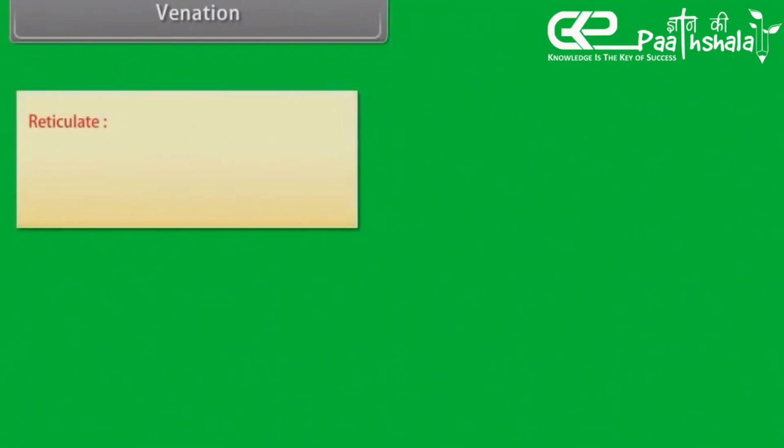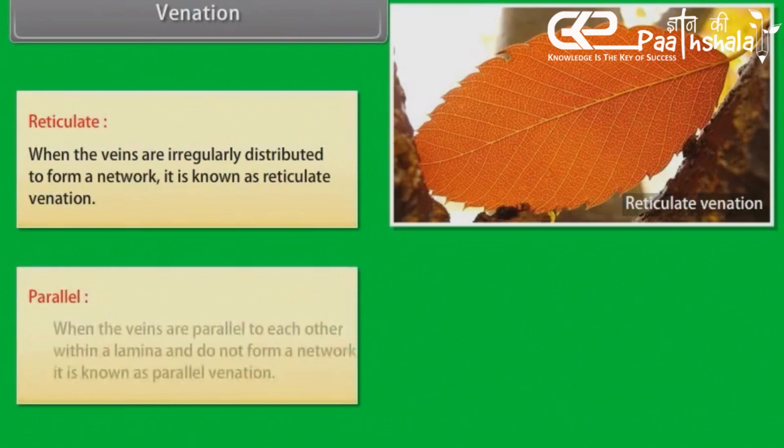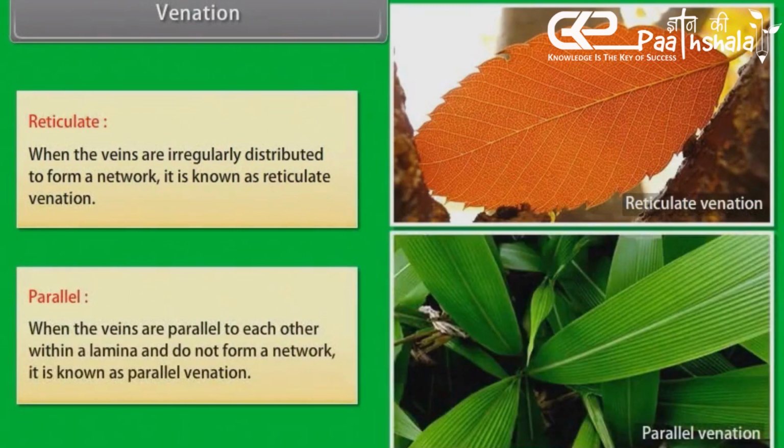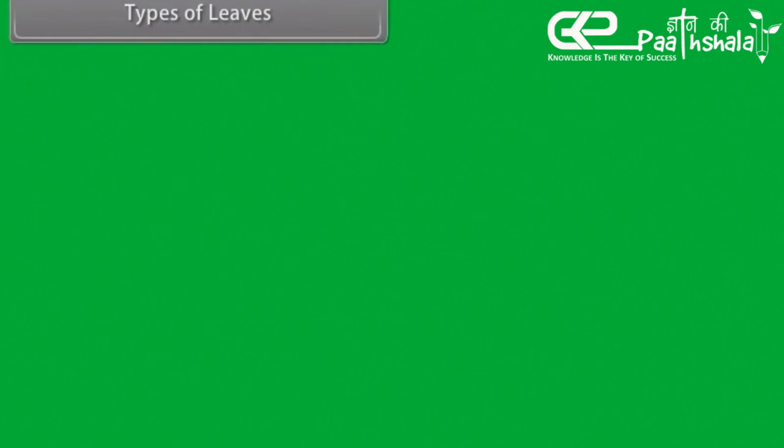Reticulate. When the veins are irregularly distributed to form a network, it is known as reticulate venation. Parallel. When the veins are parallel to each other within a lamina and do not form a network, it is known as parallel venation. Types of leaves.